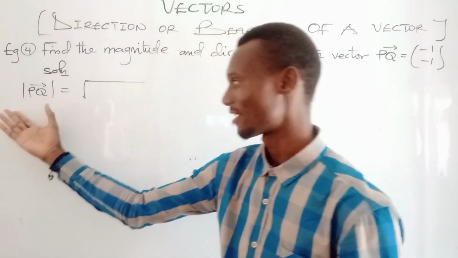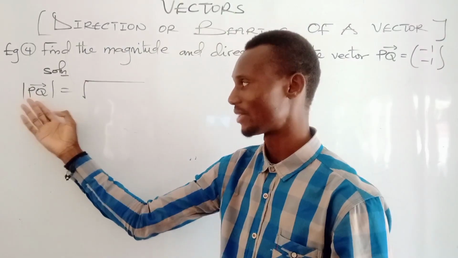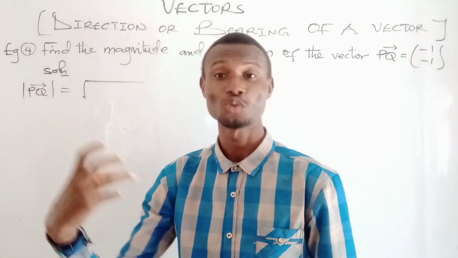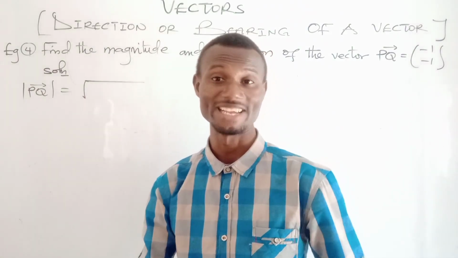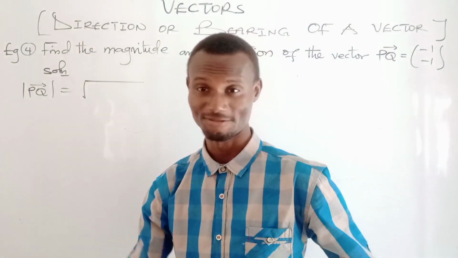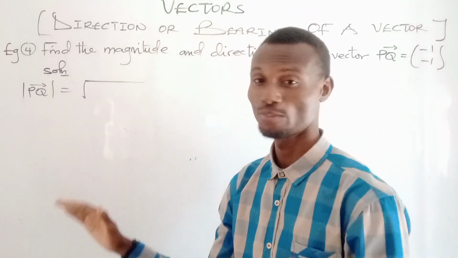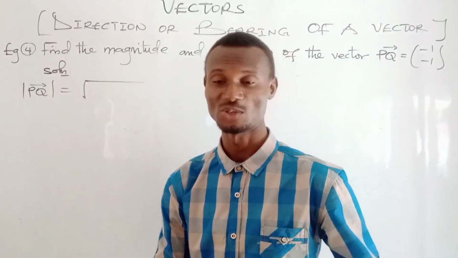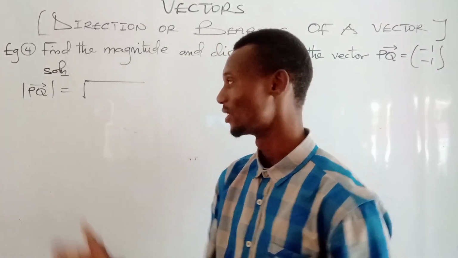So as I've written, the magnitude of the vector PQ equals the square root of the sum of the squares of the components of the given vector, and that will give us the magnitude of that vector. I hope you understand up to this point. This we've done in the previous video, so we are just applying that knowledge here.